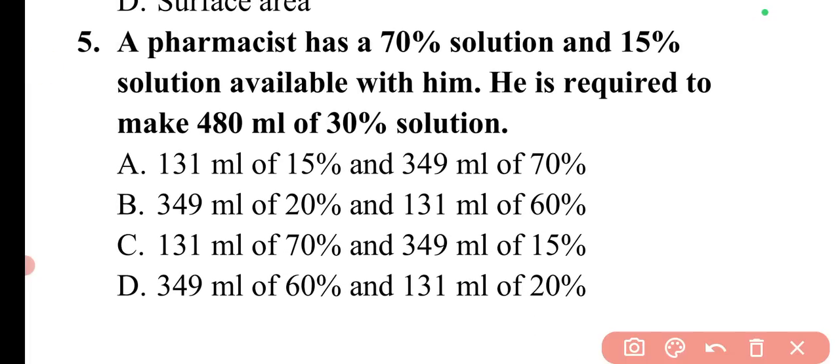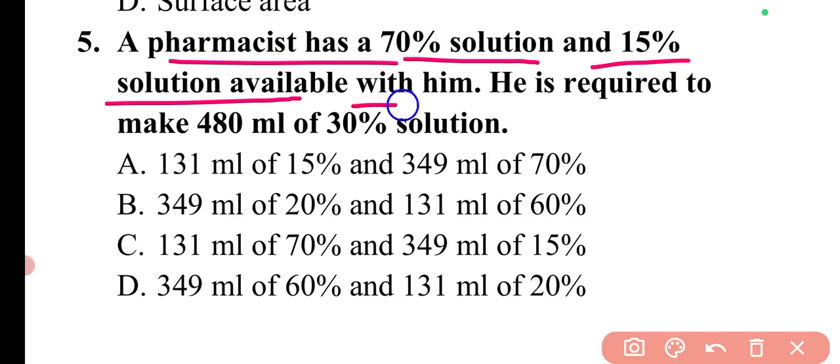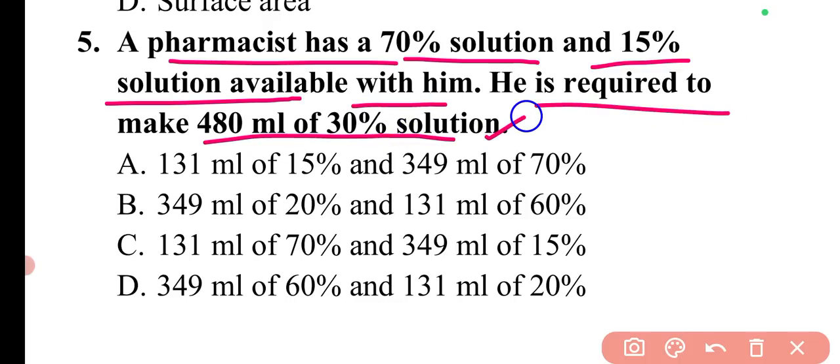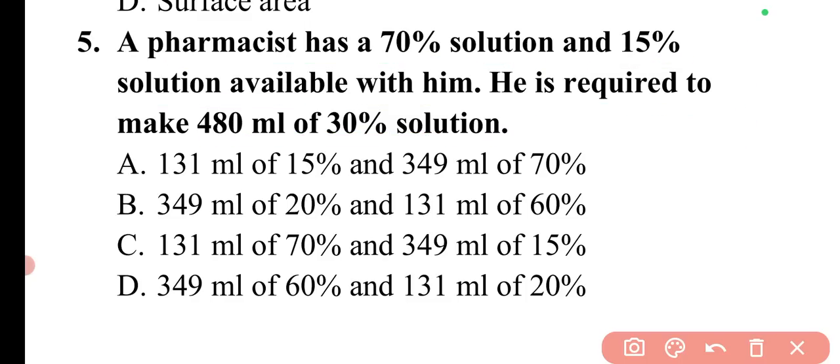Next question is, a pharmacist has 70% solution and 15% solution available with him. He is required to make 480 ml of 30% solution. How can he make it? This type of question will be solved with the alligation method. So for the alligation method, I'll simply write over this particular thing.